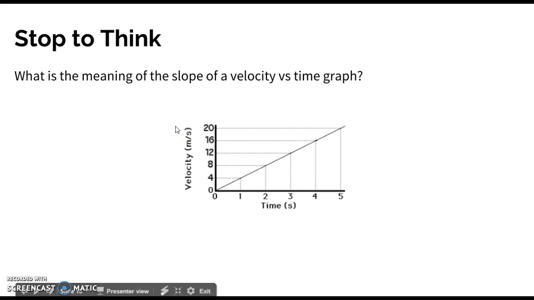So let's think. What is the meaning of the slope behind a velocity versus time graph? Here we have velocity on the y-axis and time on the x-axis. So what does the slope tell us? Use the process that we looked at from the position versus time graph and what the value of its slope meant, and determine what the slope of a velocity versus time graph says.